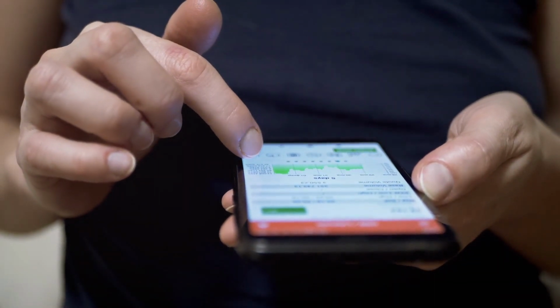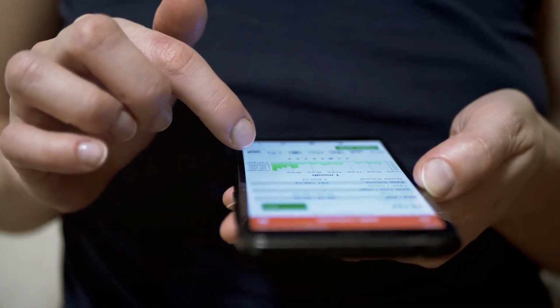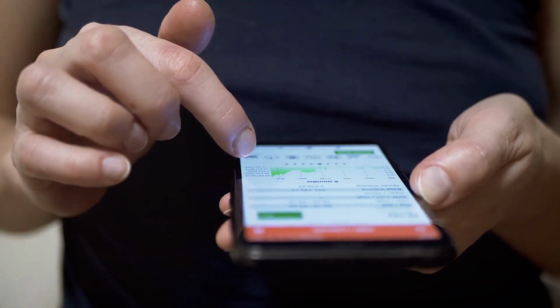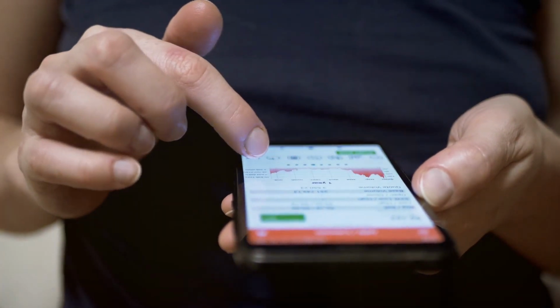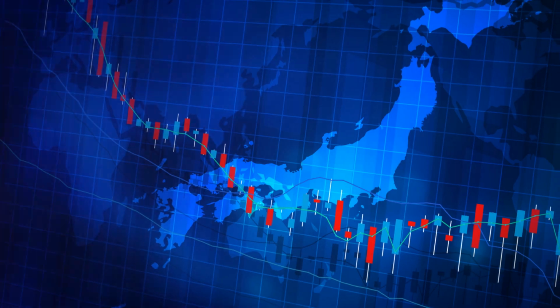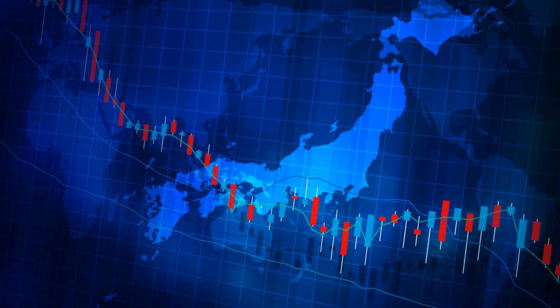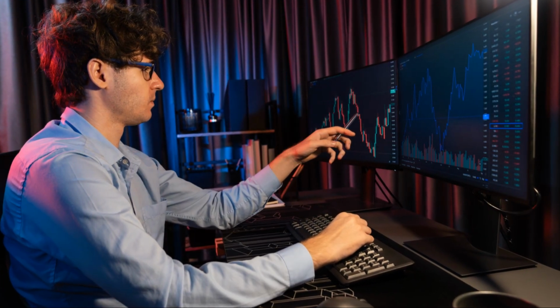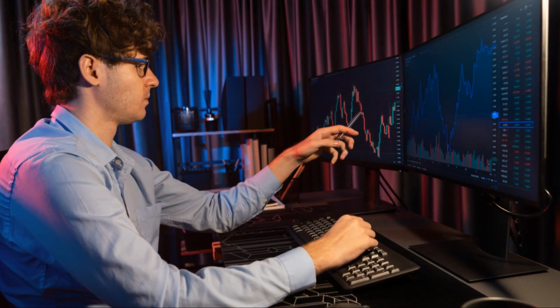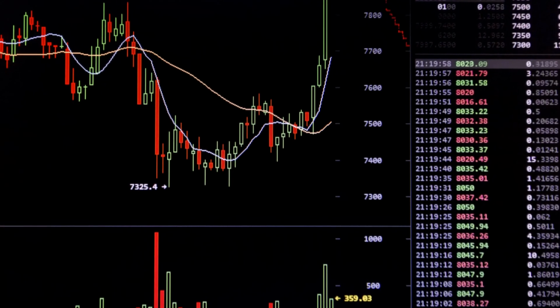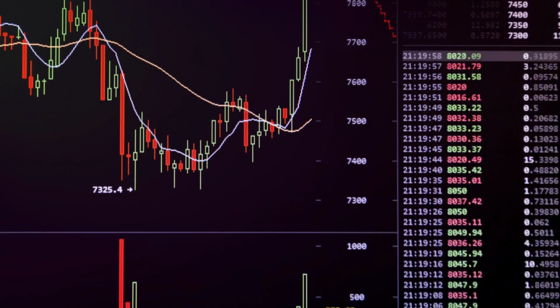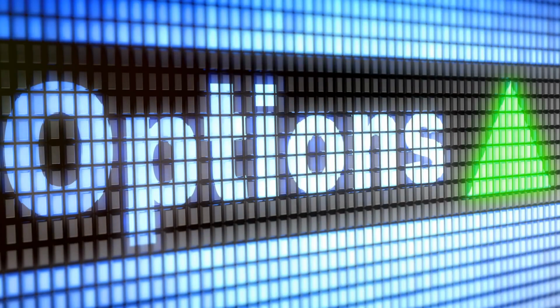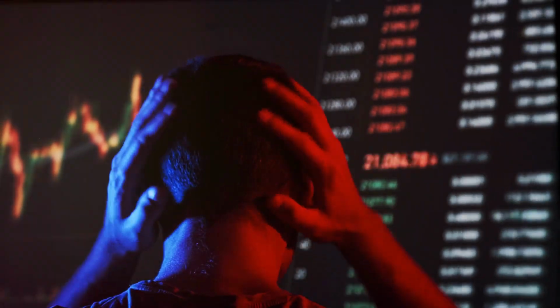Spotting divergences. A bearish divergence occurs when the price is making higher highs, but the MACD line or histogram is making lower highs. This signals weakening upward momentum, which could precede a price drop. On the other hand, a bullish divergence happens when the price is making lower lows, but the MACD line or histogram is making higher lows. This suggests that downward momentum is weakening, which could lead to a price increase.